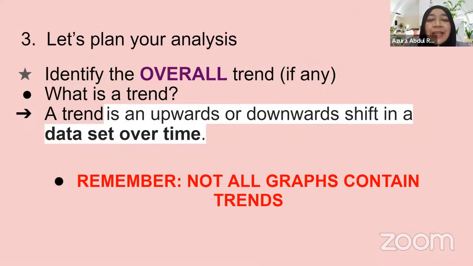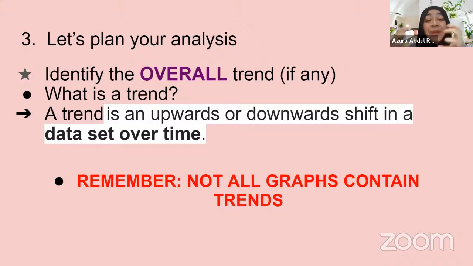Now let's plan your analysis. Identify the overall trend, if any. Sometimes graphs do not have trends, but usually they do. But what is a trend? A trend is an upward or downward shift in a data set over time. If you see that the data either goes up and down, or just goes up all the way or down all the way, then this is the trend.